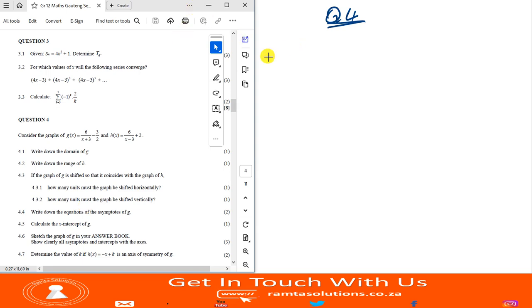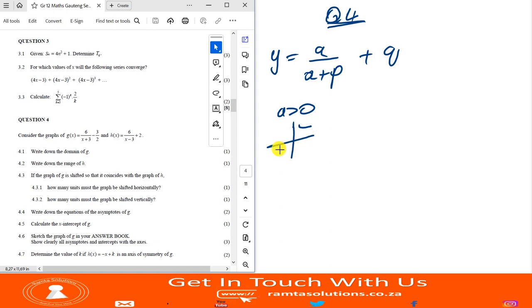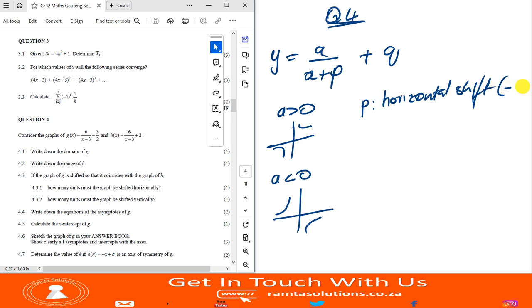Something that I want you to remember is that hyperbolas come in the form a over x plus p, plus q, where if a is positive, it's between the first and the third quadrant, and if a is negative, it is between the second and the fourth quadrant. Now, p represents horizontal shift, meaning left-right translation.